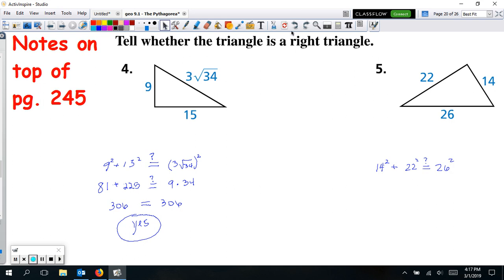So 14 squared, that's 196, 22 squared is 484, and 26 squared is 676. If we add these two numbers together, will it equal 676? That equals 680, so it's almost 676, but it's not equal. So 680 does not equal 676, so no, that is not a right triangle. It was close. It looked like it could have been, maybe, but it wasn't. It was just a little bit off.